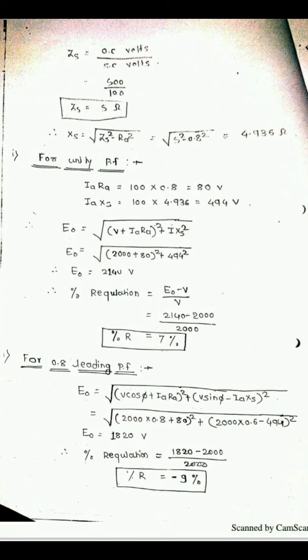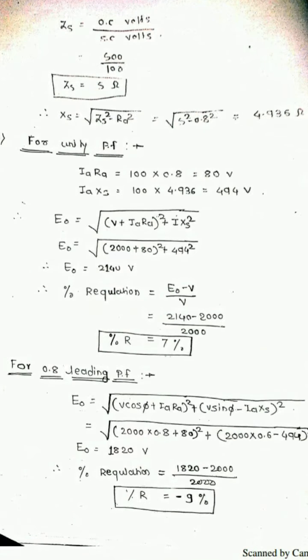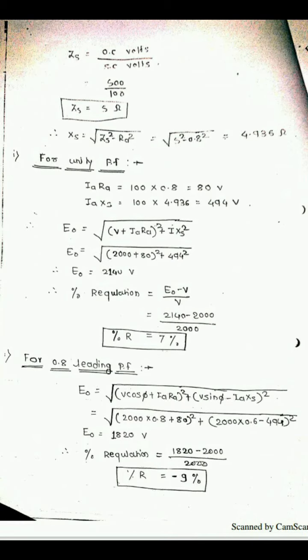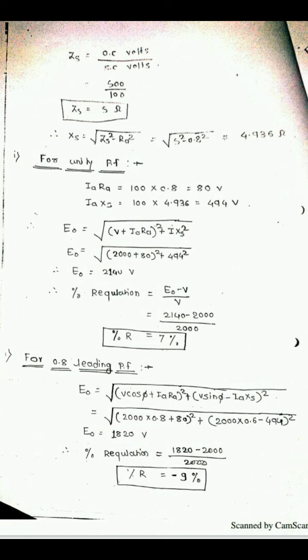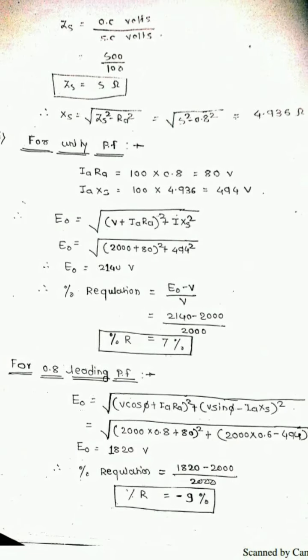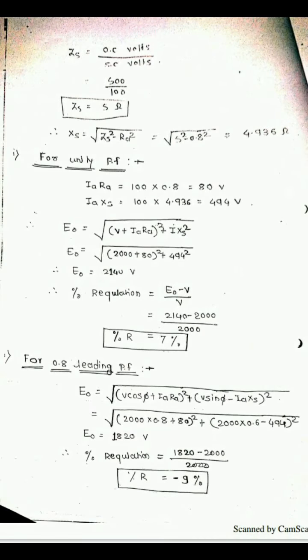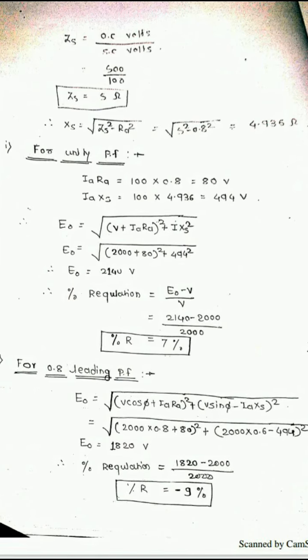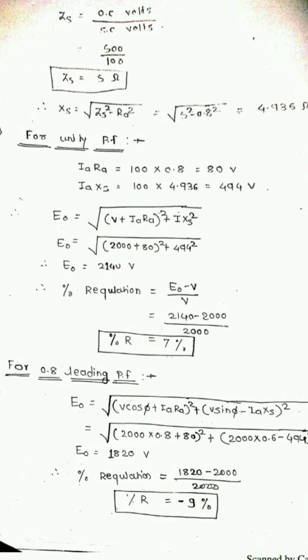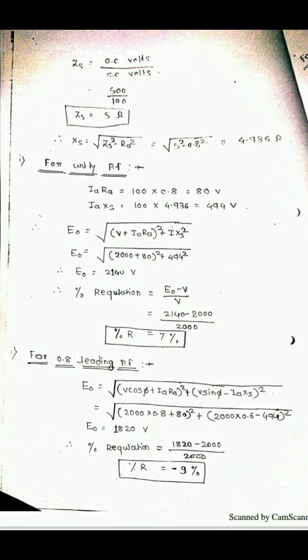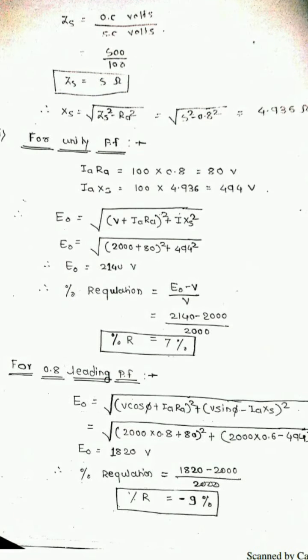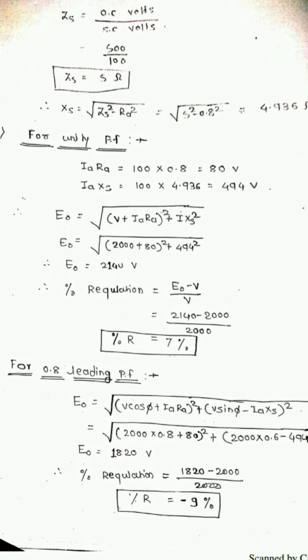Similarly, find out the value of IXS drop. For understanding of IRA drop, we have the current value, that is 100, into the value of resistance, that is 0.8, we can get the value, that is 80 volt. Similarly, find out the value of IXS drop, that is 100 into 4.936, because previously we have already calculated the value of synchronous reactance, that will give you the value of 494 volt.